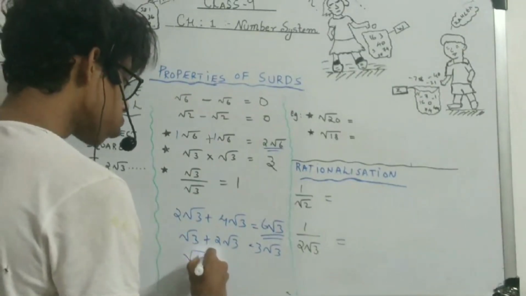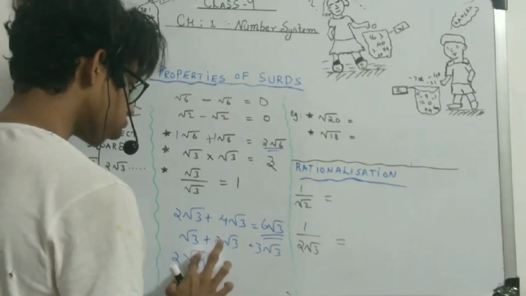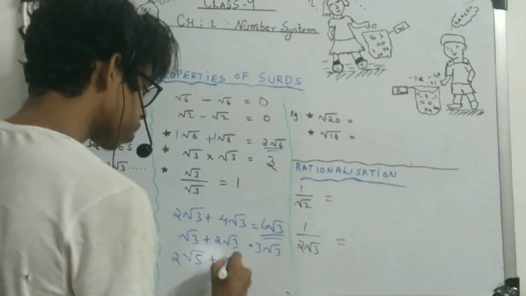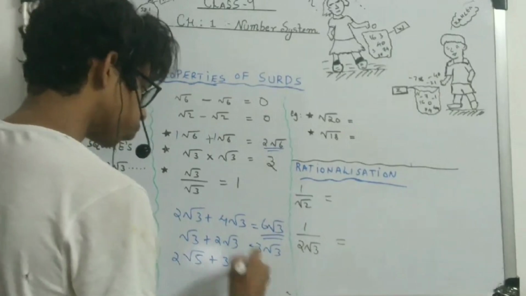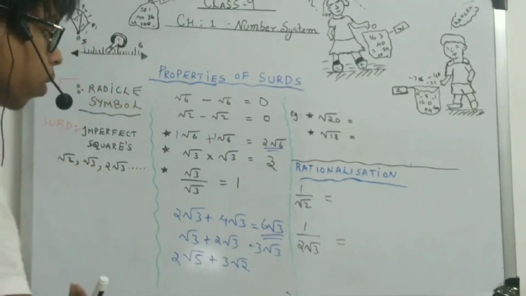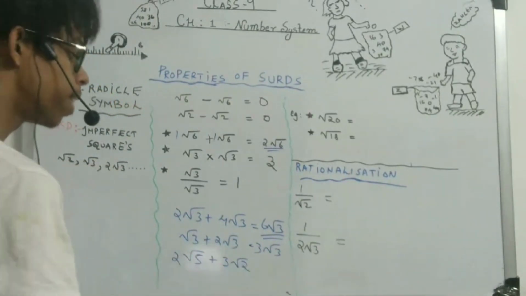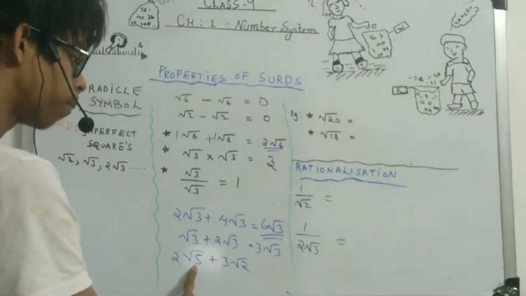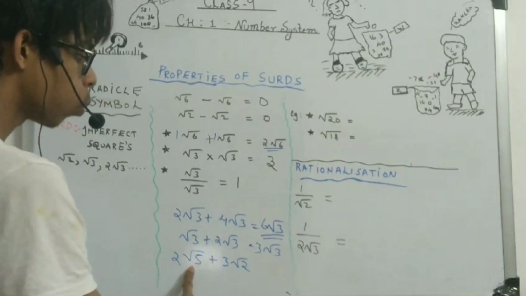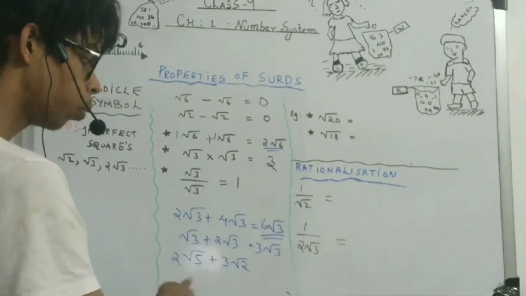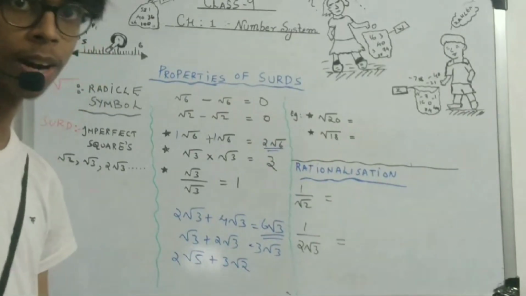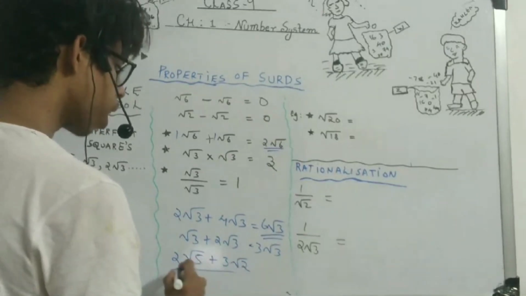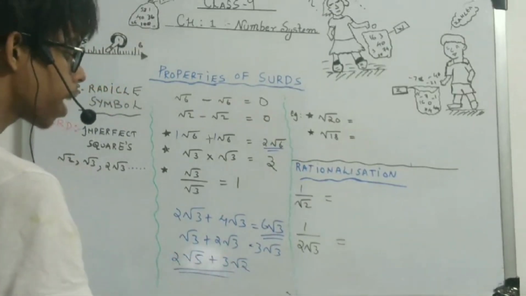Now if I ask you what is 2 root 5 plus 3 root 2. Now you just see, can we add these two surds? We can definitely not add these two surds. Why? Because here we have root 5 and here we have root 2. The two roots are different. So if you are asked for the sum, this itself is the answer. We can never add.